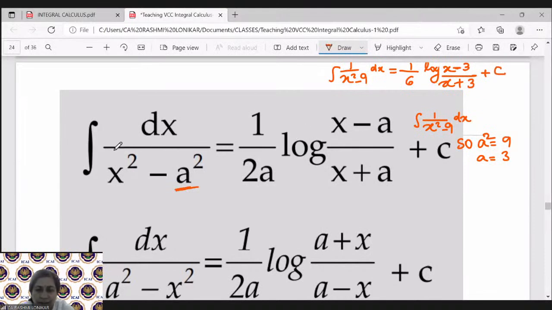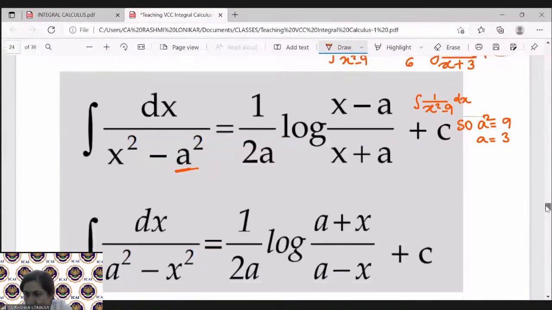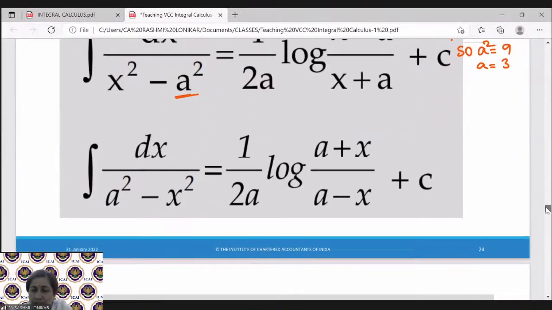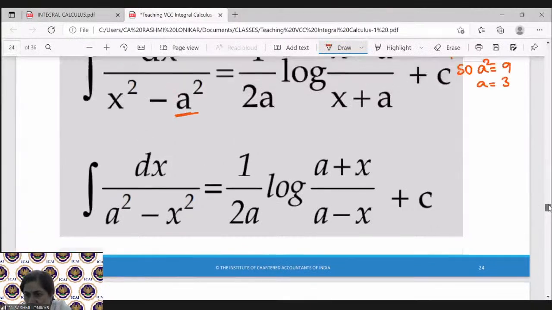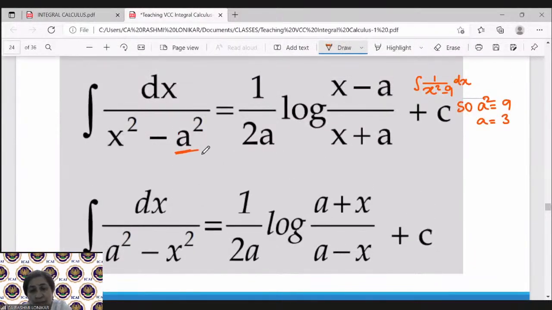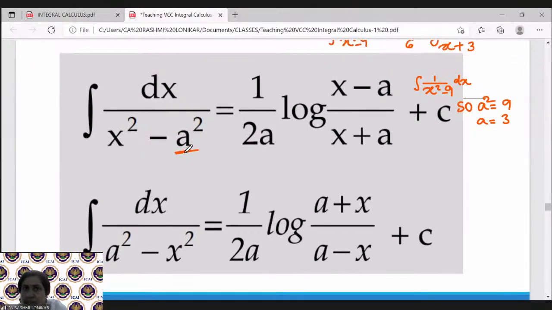So if I have this type of question, that is 1 upon x square minus 9 dx, it is equal to 1 upon 6 log of x minus 3 upon x plus 3 plus c. The second formula that we have is dx upon a square minus x square, which is equal to 1 upon 2a log of a plus x upon a minus x. Appreciate these two formulas. Here it is x square minus a square: the term in x comes first and the term in a, which is a constant, comes later.